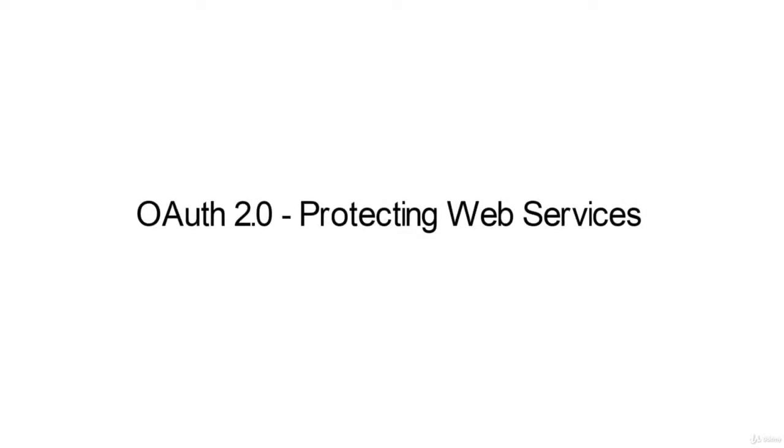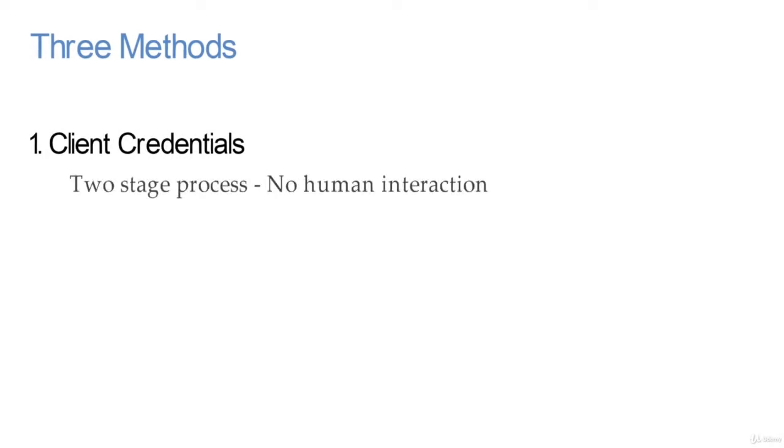So let's start with OAuth 2.0, which is about protecting the web services. OAuth has around three methods, starting with the first one, which is client credentials, which is a two-stage process with no human interaction. So it's like a server-to-server model.